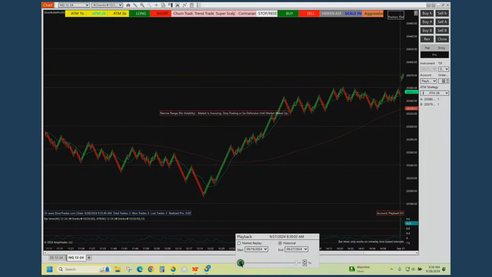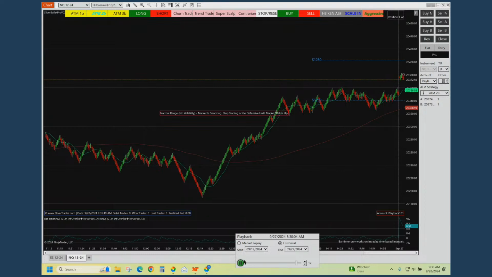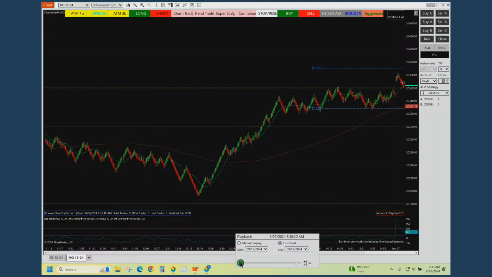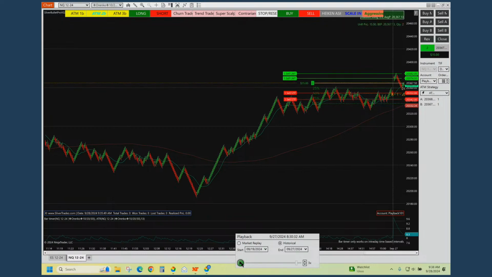So I'm going to start the timer and increase the speed a little. I can control the speed. Order filled. So here you go. The first trade was taken here with two contracts, and it has two different targets, one for each contract, and two different stop losses, one for each contract.